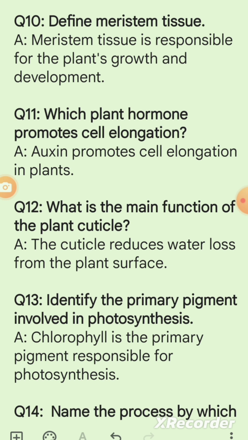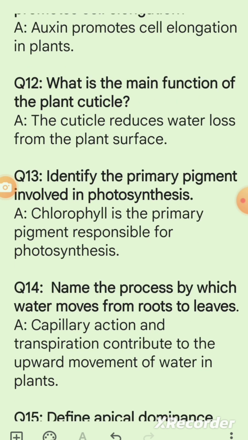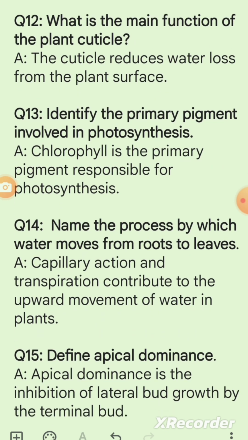Q13. Identify the primary pigment involved in photosynthesis. A. Chlorophyll is the primary pigment responsible for photosynthesis. Q14. Name the process by which water moves from roots to leaves. A. Capillary action and transpiration contribute to the upward movement of water in plants.